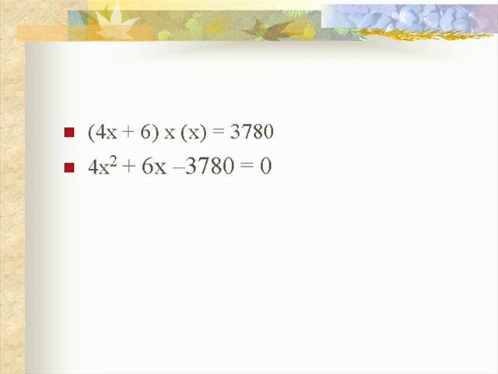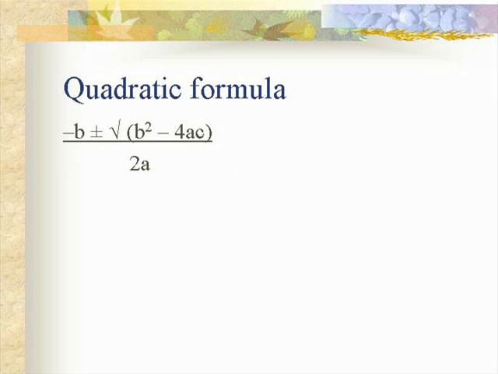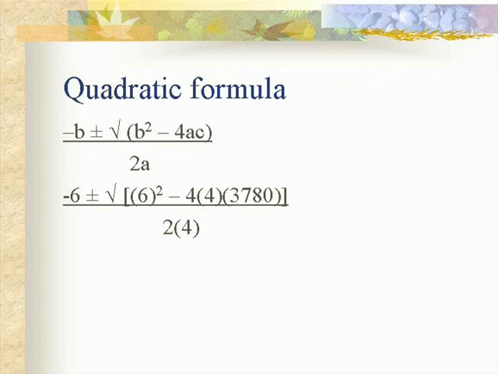Let's use the quadratic formula to solve for x, which is negative b plus and minus square root of b squared minus 4ac all over 2a, where our a is 4, b is 6, and c is negative 3,780. Substituting, negative 6 plus and minus square root of 6 squared minus 4 times 4 times negative 3,780 all over 2 times 4. Negative 6 plus and minus square root of 60,516 all over 8.